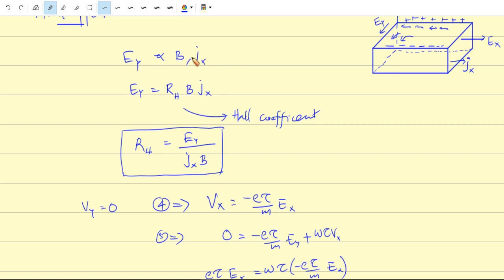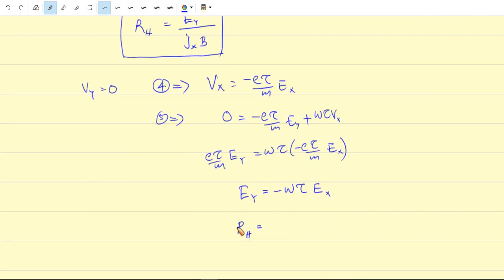So in that case also the electrons will not be shifted to one side, so the electric field is 0. Therefore Ey is proportional to both B and the current density. So we can write Ey is equal to some constant into B into Jx. That constant is called the Hall coefficient. So the Hall coefficient RH is equal to Ey divided by Jx into B.